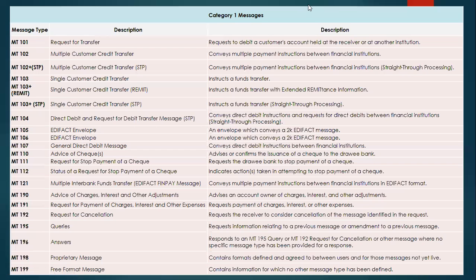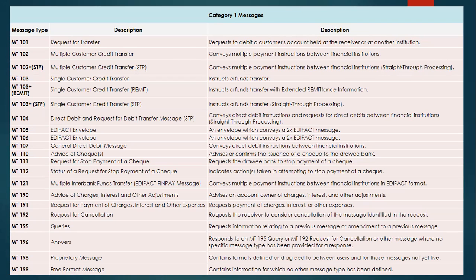All right. So it starts with the FIN MT101 message, which is basically a request for transfer. This kind of message is generally given as a facility to customers, wherein they can make a payment, or I would say request for a payment, to their account holding institutions.